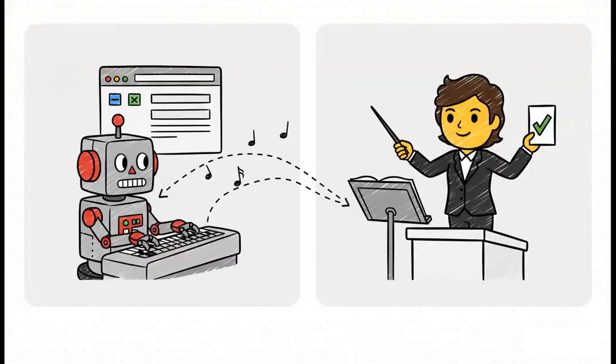So let's be crystal clear about the difference here. Think of it like an orchestra. Selenium is the first violin. It's playing the notes, interacting with the instrument, but TestNG is the conductor. It tells the violin when to play, organizes the entire performance, and at the very end, decides if the show is a success or a failure. They do two very different but equally important jobs.